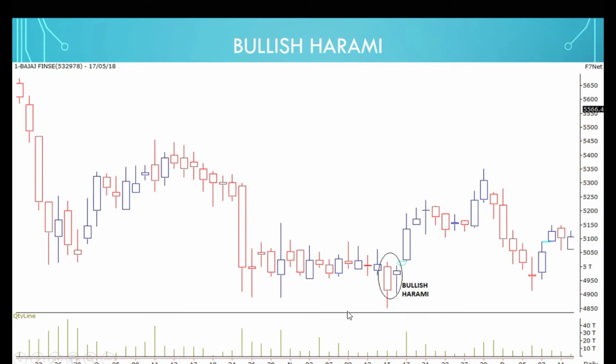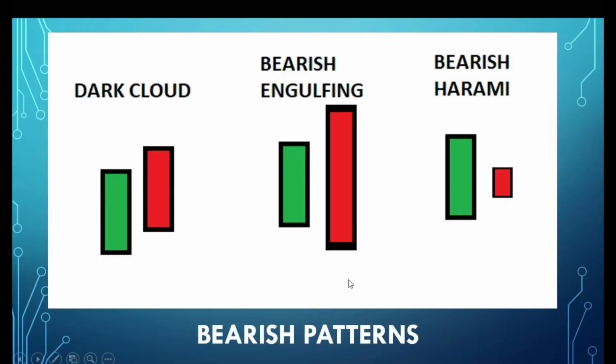This is a bullish harami pattern here. A big red body followed by a small white body, a white body which is within the body of the previous candle. This is a bullish harami pattern, again signifying that bulls are back in control of the situation. All right, so let's proceed.